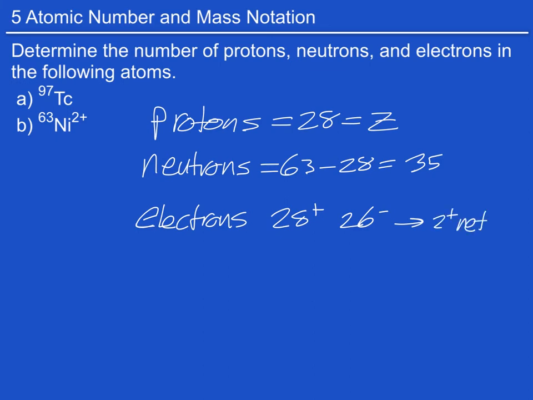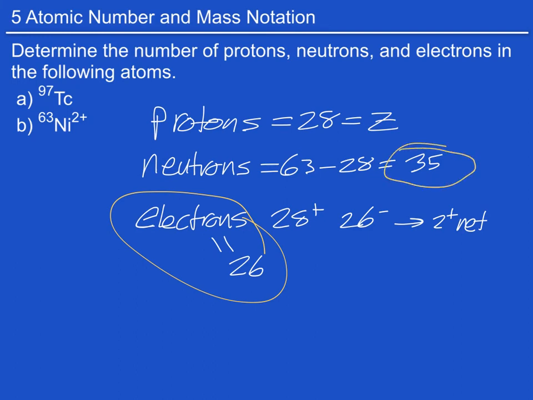We have 2 fewer electrons than we do protons. So that means for the electrons, that's simply going to be equal to 26. Alright, so there you go, 26 electrons, 35 for the neutrons, and 28 for the protons.